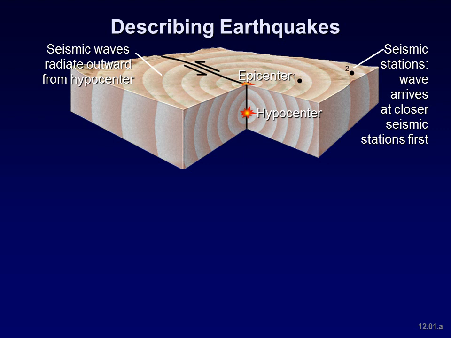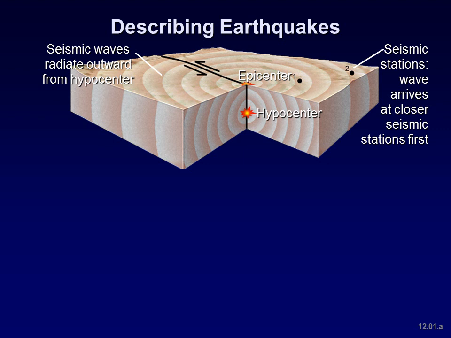These are representing seismic stations, so locations where seismic waves are being recorded or where earthquakes are being studied and measured. The wave is going to arrive at the closer seismic station first. So you can think of this again like a pebble dropping in water. It's just going to radiate outward from that point. So the closer you are to where the pebble dropped, or the closer you are to the epicenter, the point on the surface where those waves start to radiate out, that's where you're going to feel the seismic waves first.